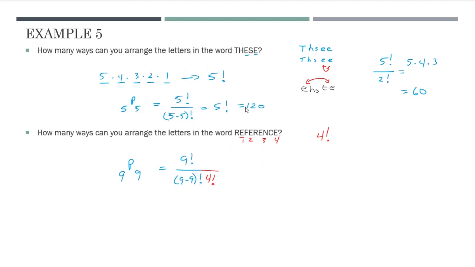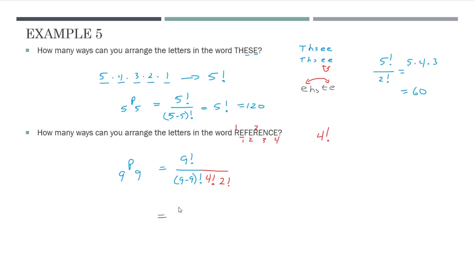Now that's not the only repeating letter though. There is also an R that repeats here as well. So there's 1 here, 2, I think that's it. So we're going to divide by 2 factorial to get rid of those repetitions as well. And so this is going to change our answer considerably.